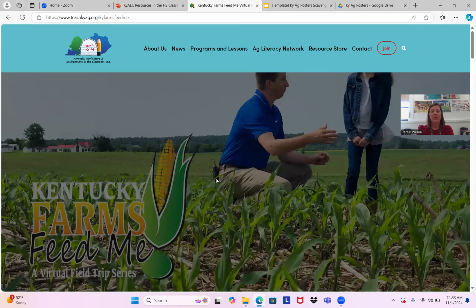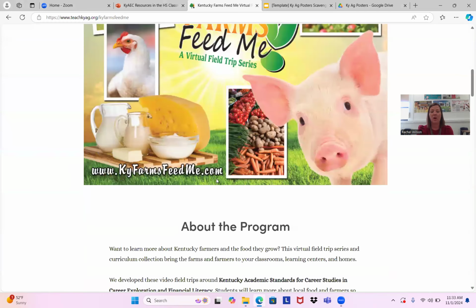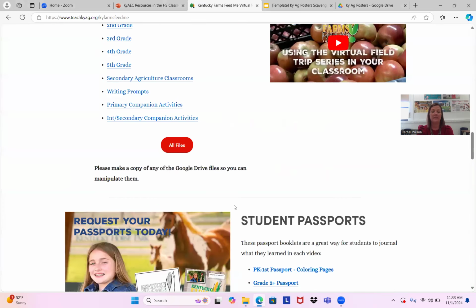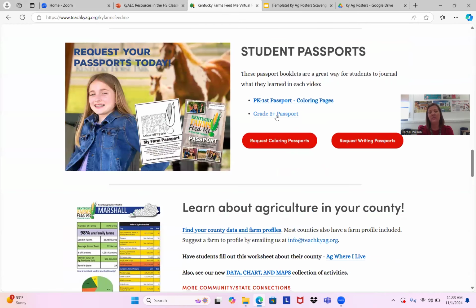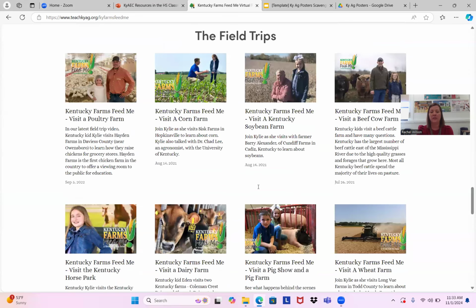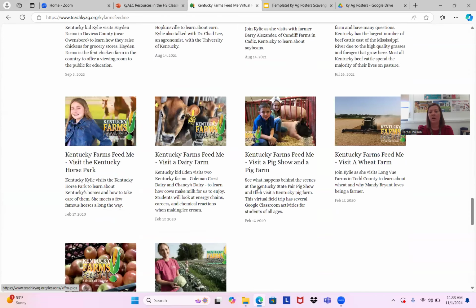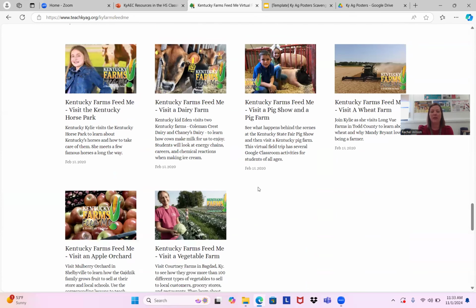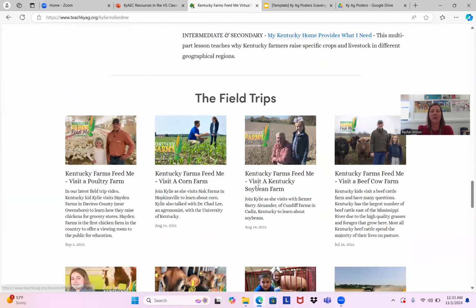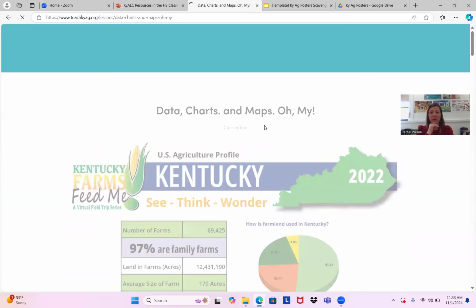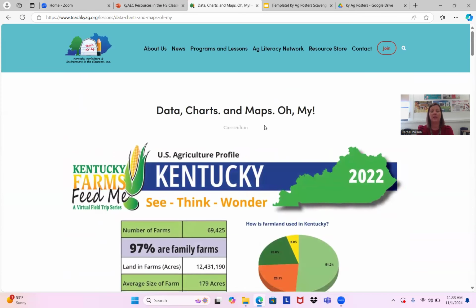So you can click on that, and you can actually visit and see all of the different activities that are related to that. There is a passport if that's something that you would be interested in doing as well that students can go into. And then here's all of the little field trips down here. So you can see there are lots of different options. Each of these are relatively short, probably around 5 minutes long. So it's a great way to start your class off. The other thing that can be found on here is all the information I was talking about with the data and the charts.